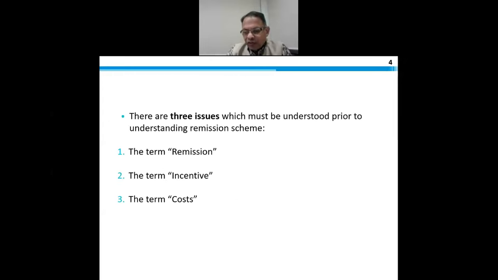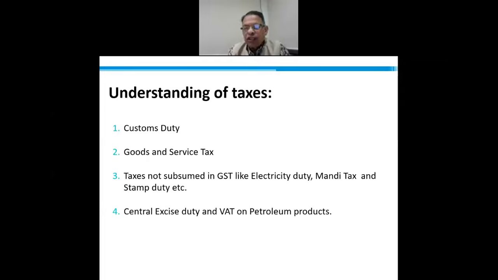So the taxes totally, if you look at, you have customs duty. Is it refunded to you? Is there any mechanism available? Yes, it is called duty drawback. Do you have any possibility of refund of goods and service tax? Again, the answer is yes, because you have input tax credit and you also have rebate of taxes.